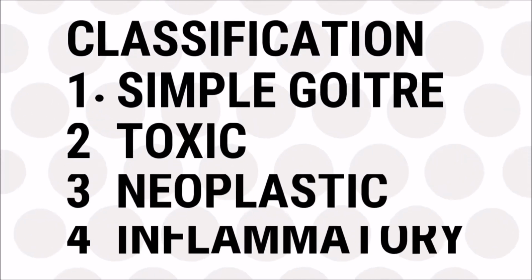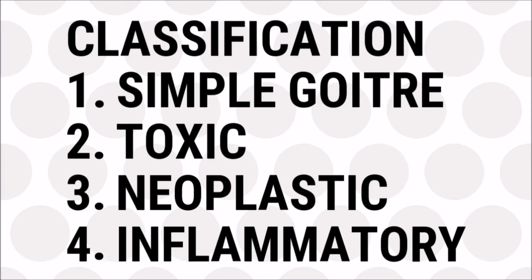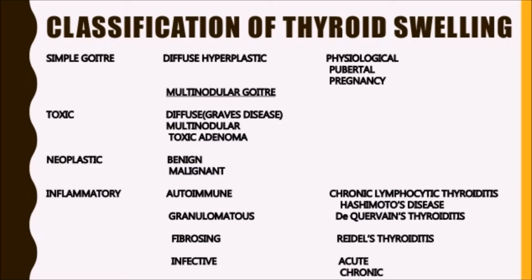The classification: thyroid swellings can be classified into four broad categories, which are simple goiter, toxic, neoplastic, and inflammatory. Simple goiter may be of two types: diffuse hyperplastic or multinodular goiter. Diffuse hyperplastic may be because of physiological reasons; it may occur at puberty or at pregnancy. Now, toxic thyroid swellings may be diffuse, for example, in Graves' disease. It may be multinodular or it may also be in toxic adenoma.